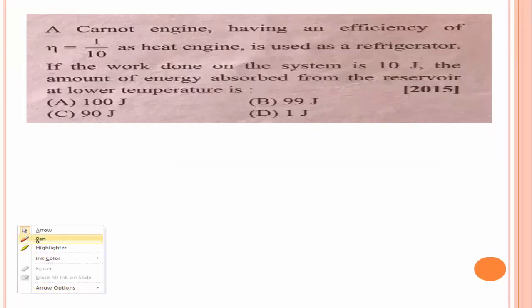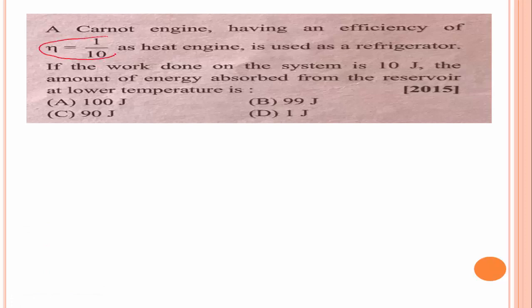A Carnot engine having an efficiency of eta equal to 1 divided by 10 as a heat engine is used as a refrigerator. Here in the case of a refrigerator, it is the reverse process of the heat engine. If the work done on the system is 10 joule, the amount of energy absorbed from the reservoir at lower temperature is?